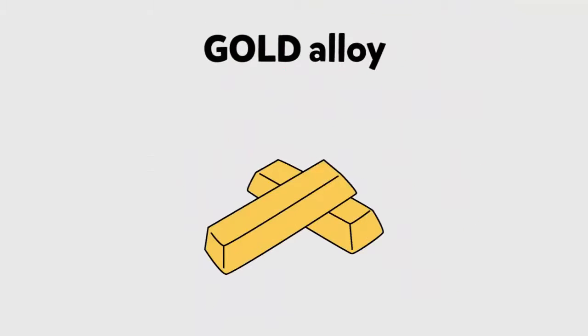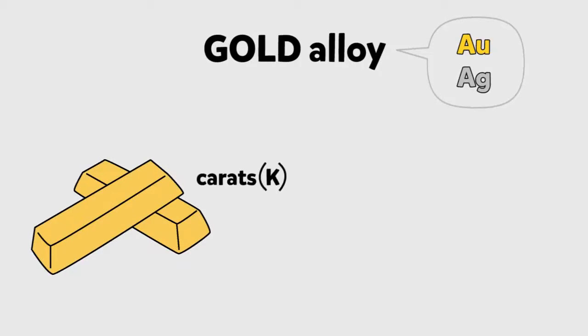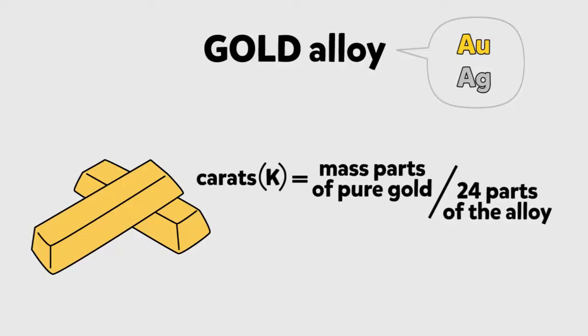Gold is usually an alloy containing another metal such as silver for increasing hardness. The number of carats, K, defines how many mass parts of pure gold are found in 24 parts of the alloy.